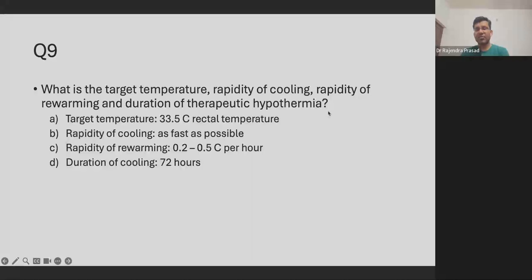It's not just 33.5 degrees Celsius. And rewarming, someone has told 0.5 degrees. The range is 0.2 to 0.5. 0.5 is also okay. And we cool for 72 hours. And there is nothing like we have to cool as fast as possible. Usually we put it on servo control. It cools within 15 to 30 minutes. So there is no cutoff or restriction for the rapidity of cooling. But rewarming has to be gradual. Okay, everyone please note this because this is very important.